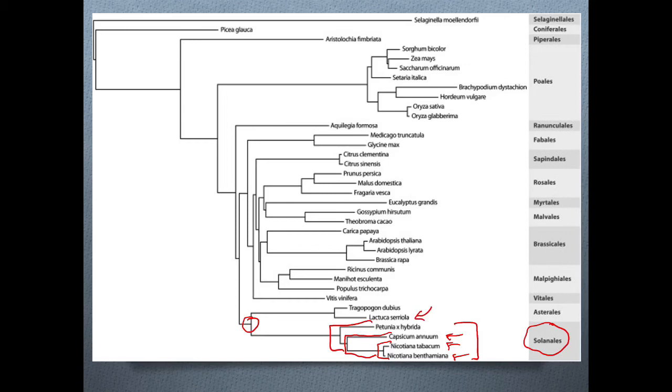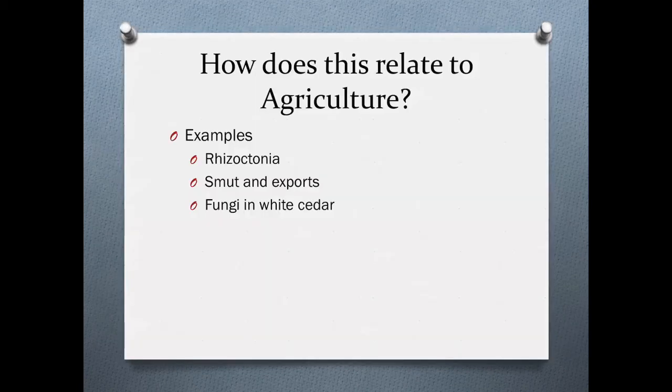So this is trying to determine the relationships. Notice it doesn't tell you when those common ancestors were. We're just trying to figure out where, at some point in time, was the common ancestor. So, how does this relate to agriculture? It seems like it probably doesn't at first, but the reality is there have been many, many points in time when it has helped agriculture.